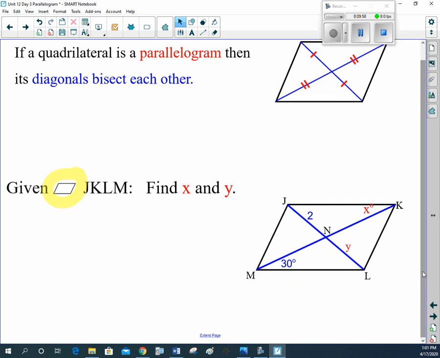Okay, so if it's a parallelogram, then this angle right here, 30 degrees, is an alternate interior angle of that one. So that must mean then that x is 30 degrees. And one of the properties of a parallelogram is the diagonals bisect each other. So if this side right here is 2, then this side must be 2. So y equals 2.